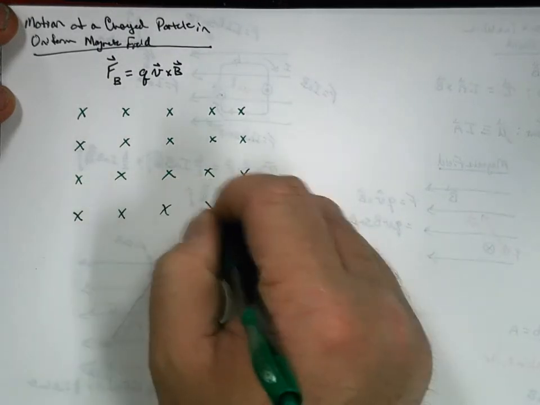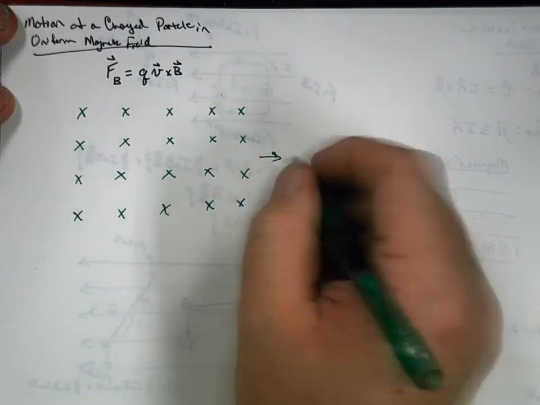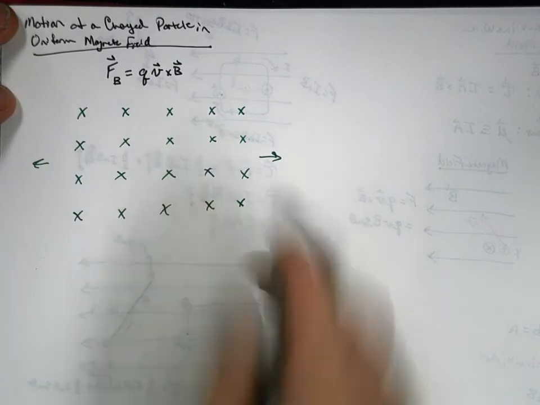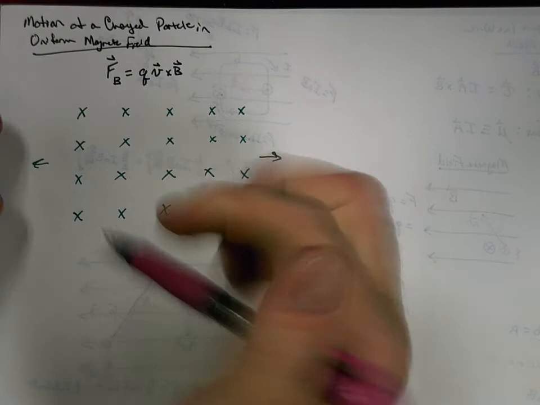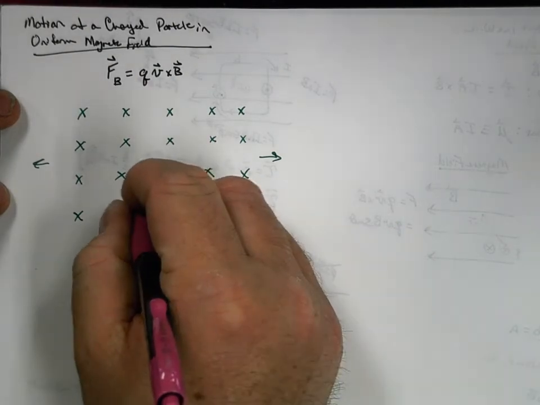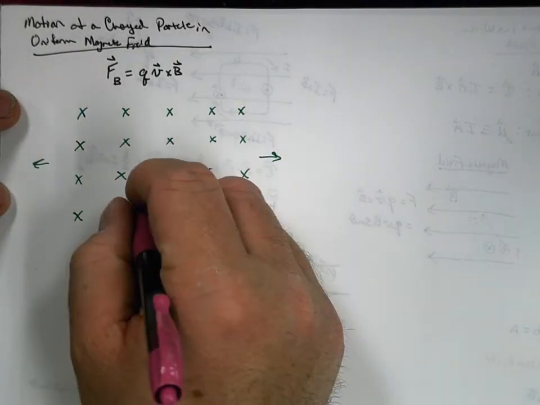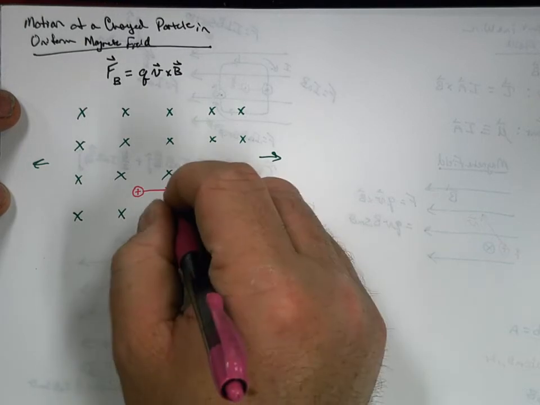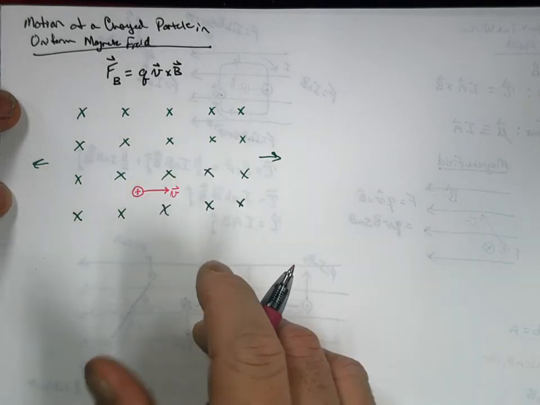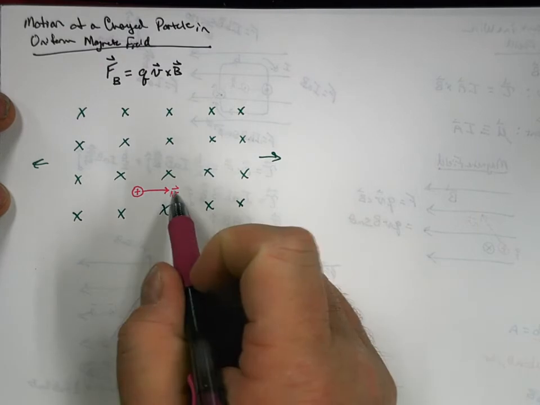Okay, it's a big magnetic field, and it goes on forever, or at least it seems like that for the particle itself. And we get a particle that enters the magnetic field. Okay, it's entered the magnetic field. It's got a plus charge, and there's its velocity.